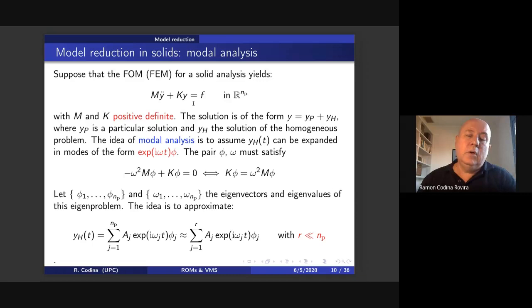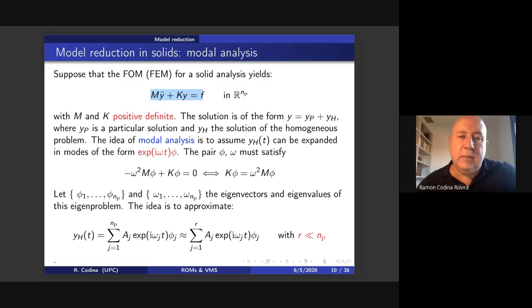And suppose I was saying that from that full order model, you are led to this algebra, this system of ordinary differential equations where y now is already discretized in space. So you're left with a problem that is discrete in space and continuous in time, and of second order in the case of solid mechanics.